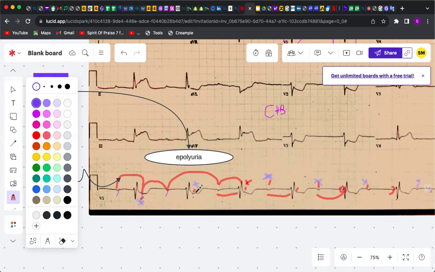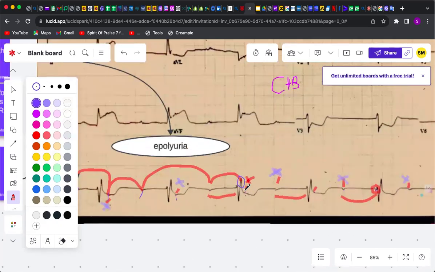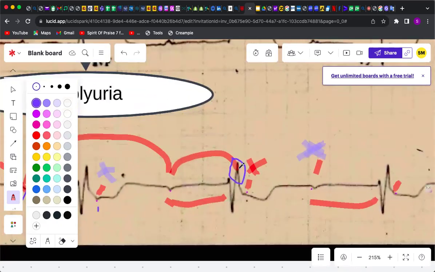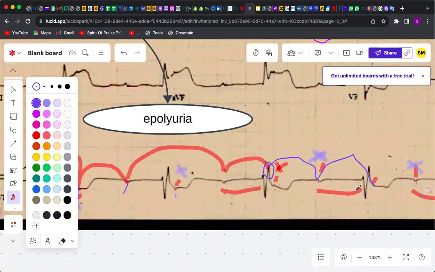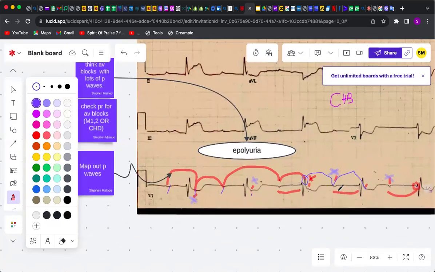So you could see that even in this QRS complex, the tip of it is very peaked. It could be that there's a P wave in there. So we keep mapping, we keep mapping. And some of the P waves, you realize that they are not conducted. They are not conducted P waves, okay?